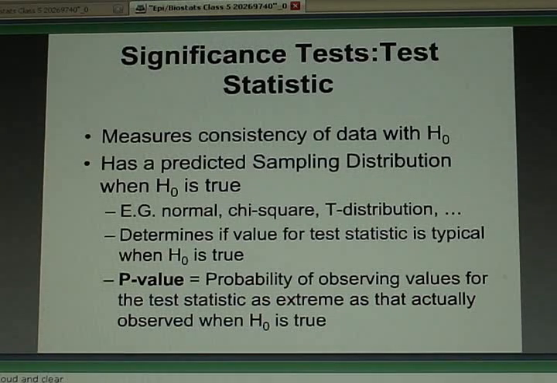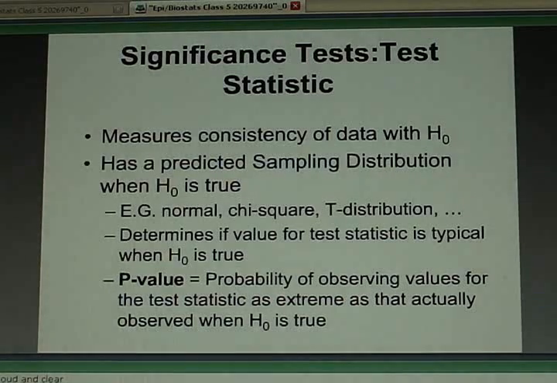Meaning when the null hypothesis is true, people know what these test statistic values should look like. They follow certain distributions like normal distributions or chi-squared distributions or t-distributions. So what happens when you do your one study and you measure the consistency of your data with the null hypothesis by calculating a test statistic, a number, what you do is you look that number up in a table on the back of the statistics book.